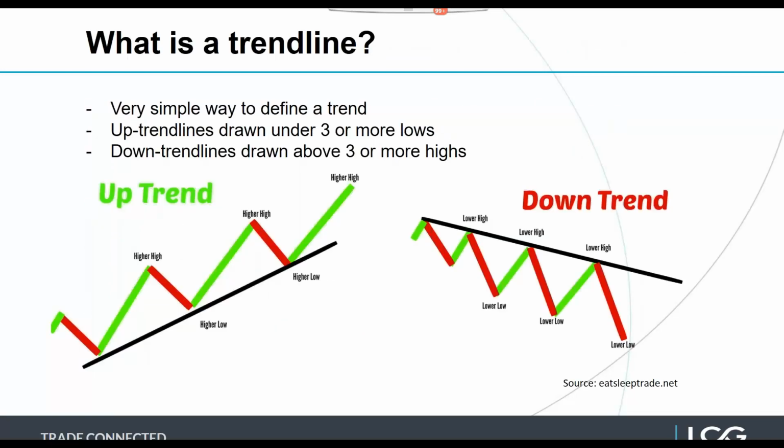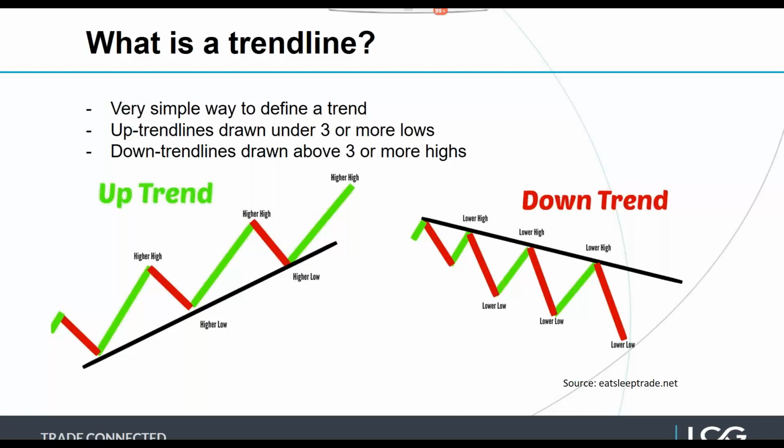So this is all super obvious. I'm assuming most of you are familiar with this, but if not, it's a good refresher. The trend line is obviously just a way to define a trend in the market. Generally speaking, we've got an uptrend, a downtrend, or a non-trending or sideways trending market.